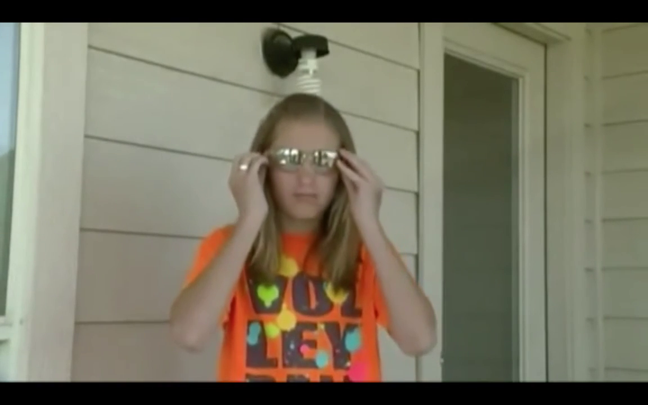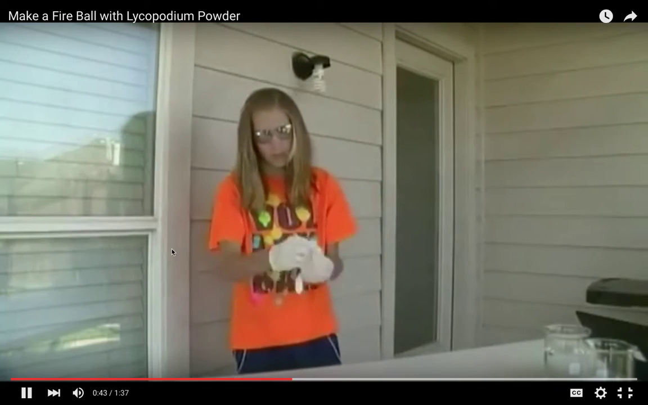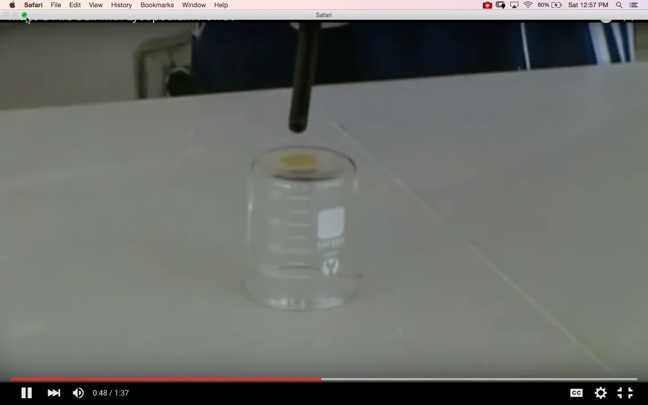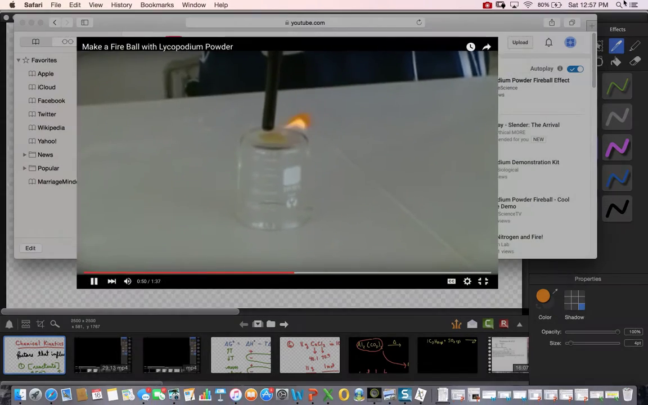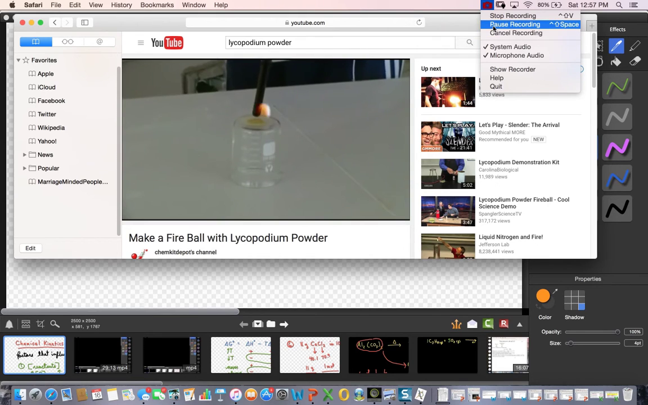Before we begin, a word about safety. Always, always, always wear safety glasses to protect your eyes. Always wear safety gloves to protect your hands. Okay, let's get started. First, try to light a pile of lycopodium powder. Notice how it will not combust if you try to light it before it has been dispersed.